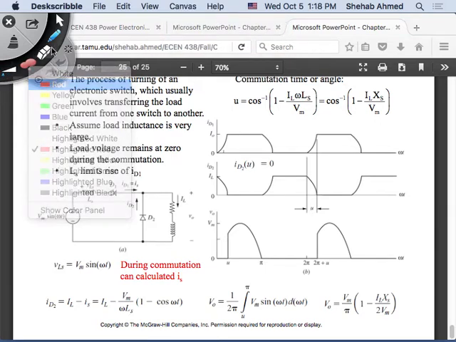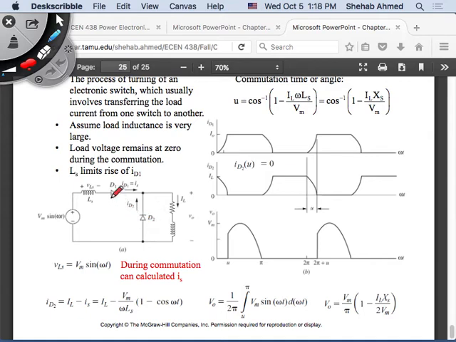If this diode was turning on, theoretically speaking, ideally the current would rise right away. That's what we were drawing before. And same thing when this diode is turning on, it means it picked up all the current from the freewheeling diode.